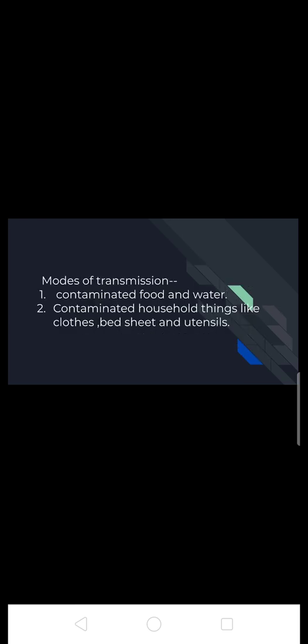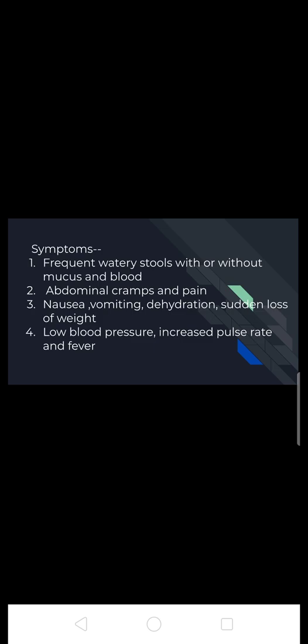Now, what are the modes of transmission? Diarrhea gets transmitted through contaminated food and water, and also through contaminated household things like clothes, bed sheets and utensils. Now, let's discuss the symptoms of diarrhea. Frequent watery stools with or without mucus and blood, abdominal cramps and pain, nausea, vomiting, dehydration, and sudden loss of weight are symptoms of diarrhea, and the patient also feels low blood pressure, increased pulse rate and fever.